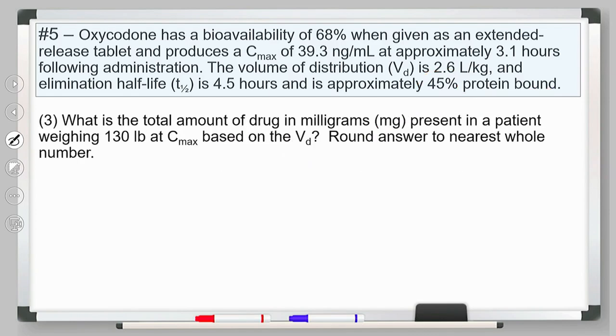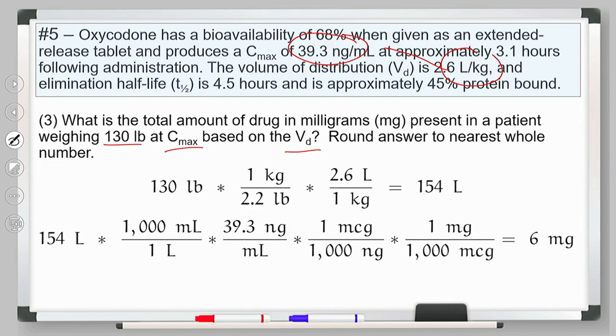It says, what is the total amount of drug in milligrams present in a patient weighing 130 pounds at Cmax based on their VD? Oh, there's a whole lot there. But we know that essentially the dose is equal to the Cmax times the VD. So what was the Cmax? What was the VD? I've given you both of those values. They're just not complete yet, would you agree? And the units don't match. So let's get some work done here.